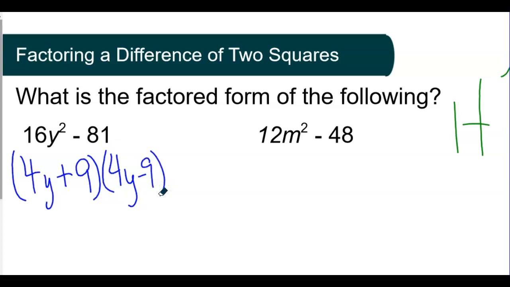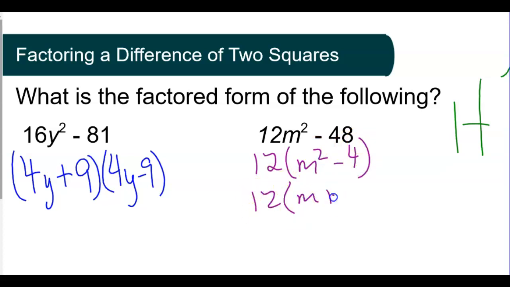12m squared minus 48. I want to pull out the GCF first. This might help me see if this is a difference of perfect squares. 12 is the GCF. I've got m squared minus 4. Yes, that is the difference of squares. 12 times m plus 2, m minus 2.